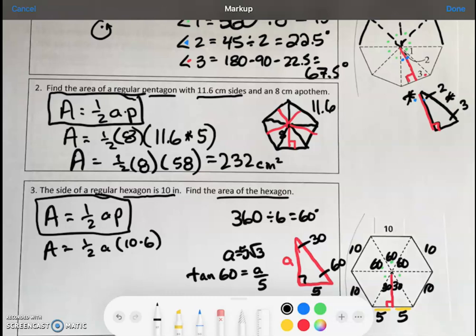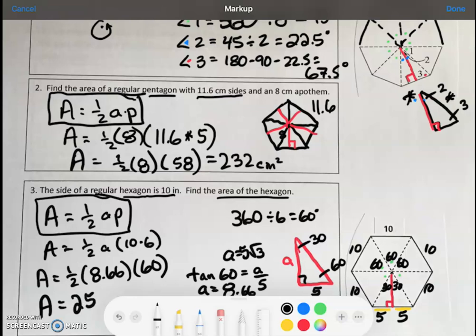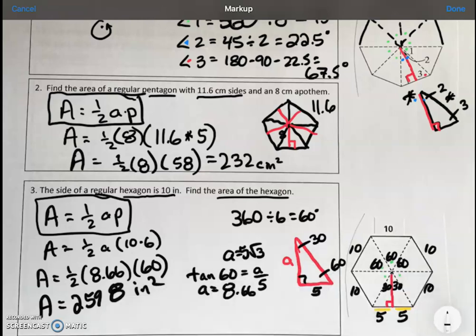And I'm just going to use the calculator real quick. Tangent of 60 multiplied by 5. So this apothem here is 8.66. So that line is 8.66. Now we go back to the equation. The area of the whole thing is the apothem 8.66 times the perimeter, which was 10 times 6. The perimeter is 60. And so when I multiply all of this out, it should be the area is equal to 259.8. And this is in inches squared. And that should be it.